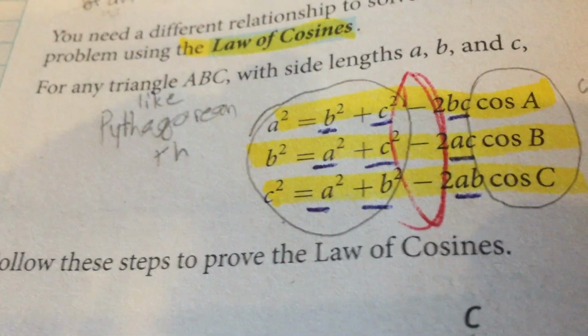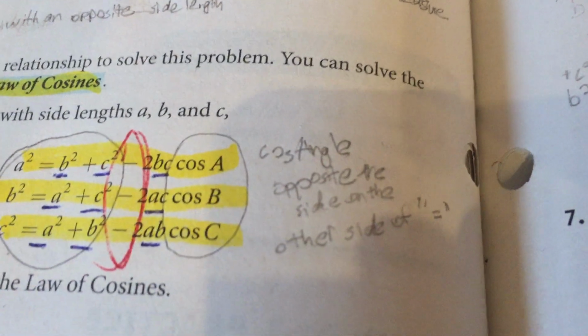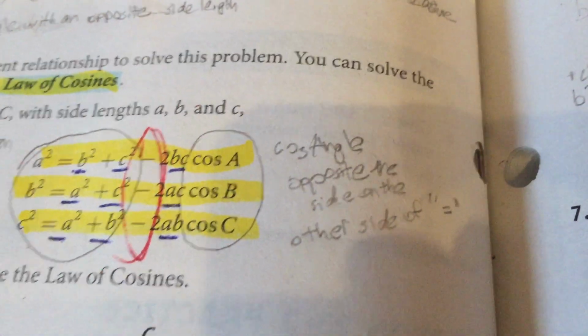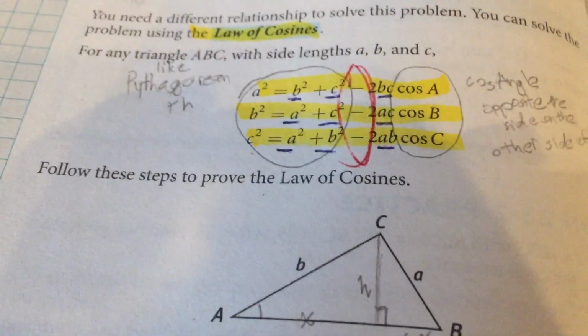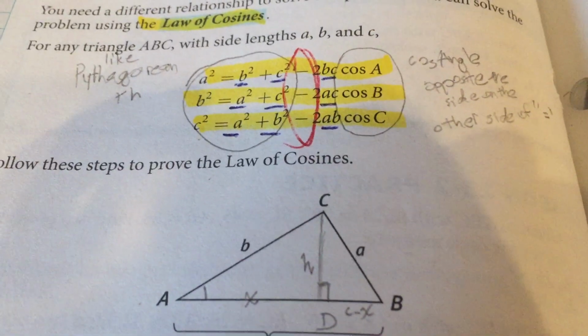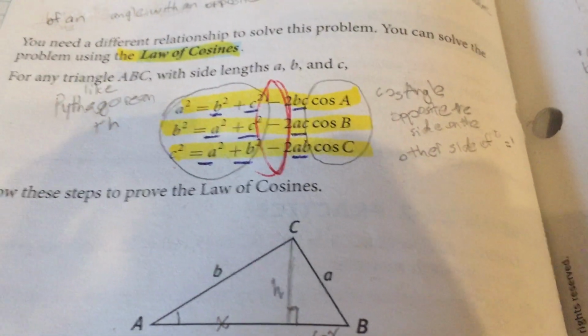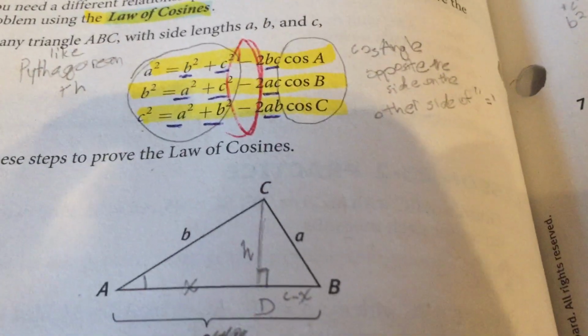It's like the Pythagorean theorem if you cover up that much. The cosine angle is opposite to the side length on the other side of the equation, you see? So b squared is equal to a squared plus c squared minus 2ac cosine B. And then c squared is equal to a squared plus b squared minus 2ab cosine C.